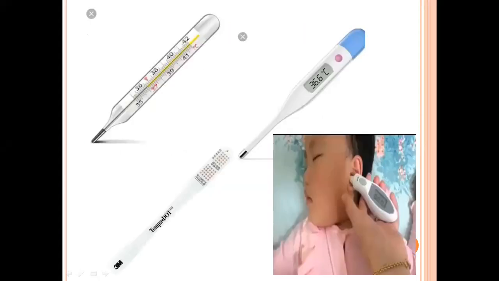So this is the mercury thermometer. The second one is the digital, your electronic, the 3rd one is a disposable, and the 4th one is the tympanic membrane thermometer. Okay, everything is clear, right?